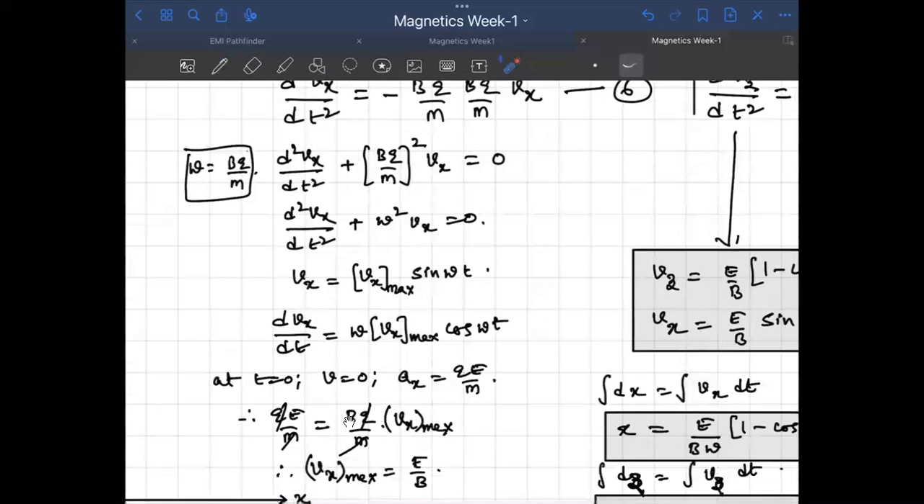At t is equal to 0, V is 0. So then what should the function be? sin omega t. Any doubt till this point?